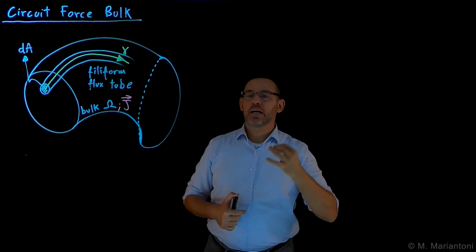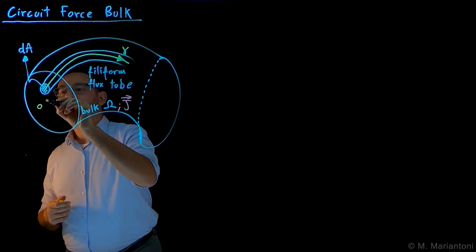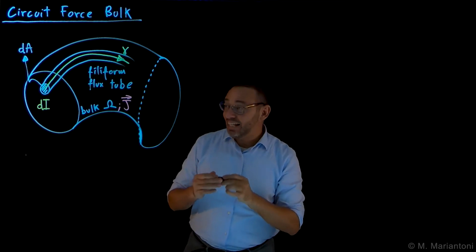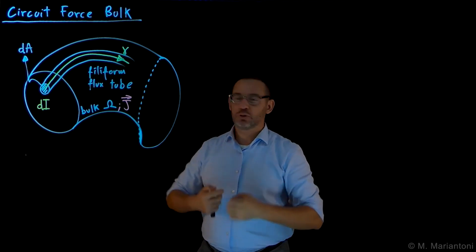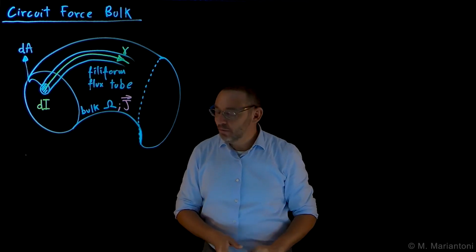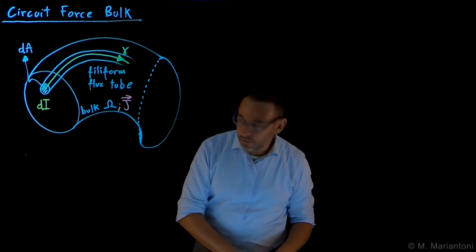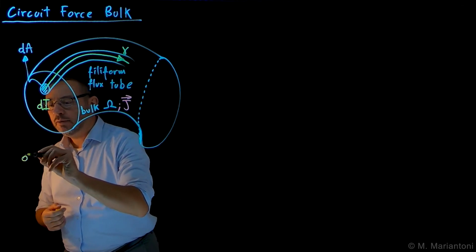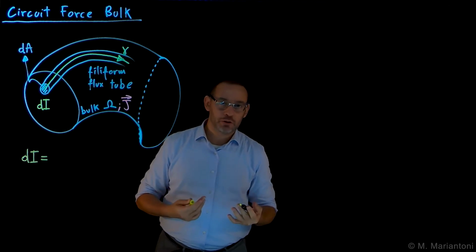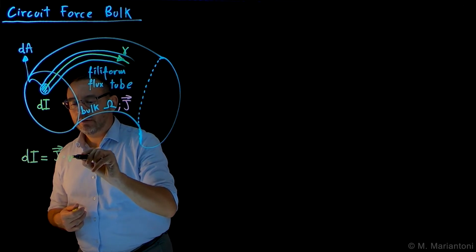What is the current intensity associated with one of these flux tubes? Well, let's call it dI. This is the current intensity associated with one of these filiform flux tubes. dI, because it's infinitesimal, because it's a filiform flux tube. Okay, what is the definition of a filiform flux tube? So, if I want to find my current dI, obviously, this is nothing but the flux, definition of flux tube, the flux of J dot n dA.